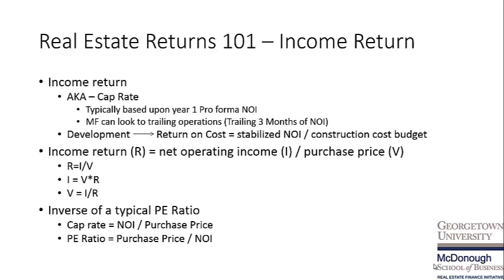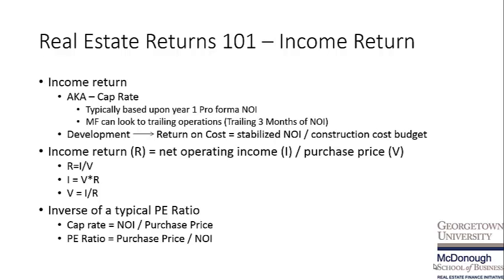So in terms of calculating the income return, it is generally calculated by taking your NOI and dividing it by the purchase price. And this is often known as IRV, right? Income over rate equals value. If you take value times rate, you can back into your income, and you can see how you can manipulate the formula to really back into whatever you have in terms of the metrics.